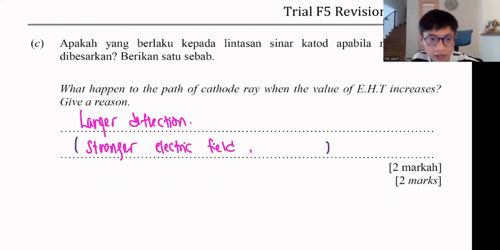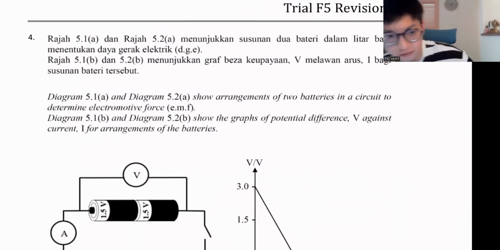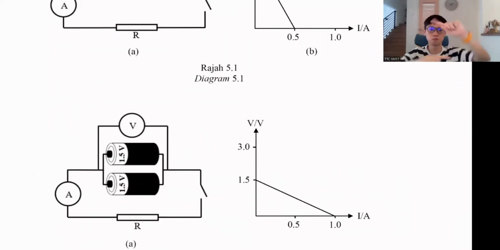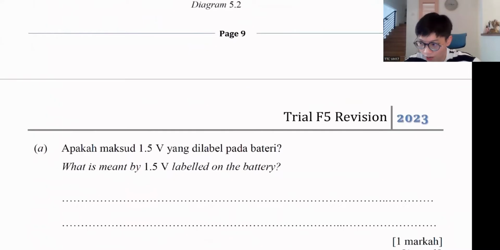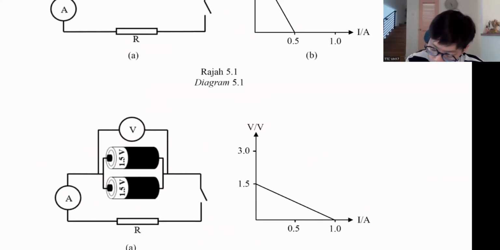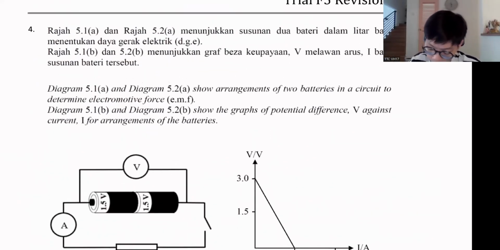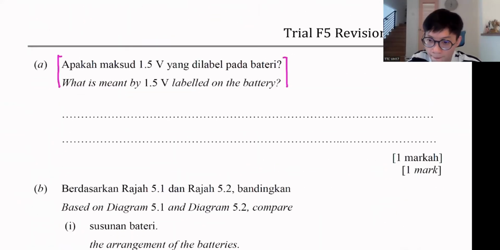Okay, next. Come on, guys. Let's go and see the next question. Question number 4. Here we have 1.5 volt, 1.5 volt, 1.5 volt, 1.5 volt, in series and parallel. In this case, what's the meaning of the 1.5 volt label on the battery? When they ask this question, do you know what definition they are asking for? So you see here, 1.5 is the what? Yes, very good. It's the EMF.